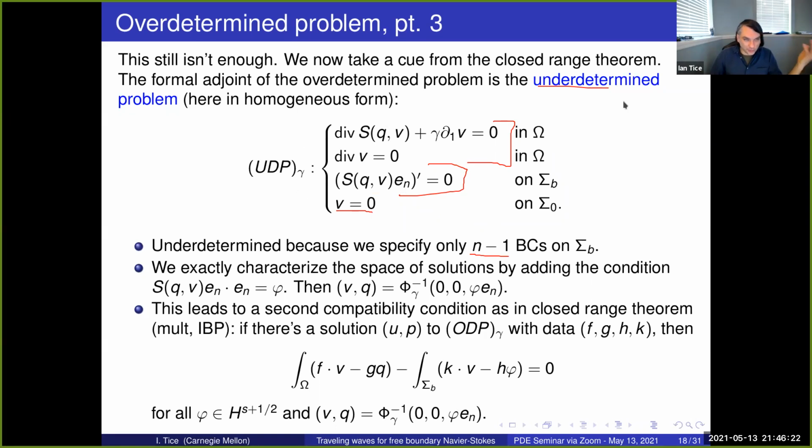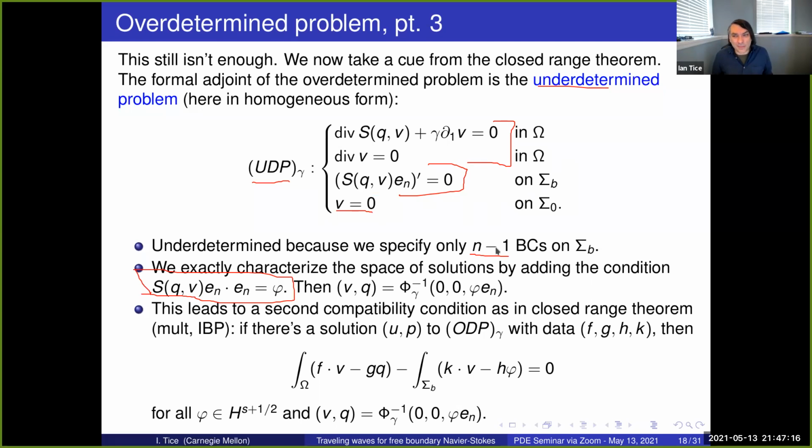Now, this just comes from a calculation. You compute the formal adjoint. What's nice about the underdetermined problem is, if you think about the isomorphism I described before, it would apply to this problem if we augmented the underdetermined problem with an extra boundary condition. And so we can do that. We can explicitly characterize the kernel of this underdetermined problem by adding in a final boundary condition, that the normal component of this boundary condition here is some specified function phi in an appropriate regularity class, and then hitting the problem with the isomorphism that we talked about earlier. So all solutions to this problem can be characterized by our isomorphism applied to the triple 0, 0, phi. So we completely understand, or can parameterize, the kernel of the underdetermined problem.